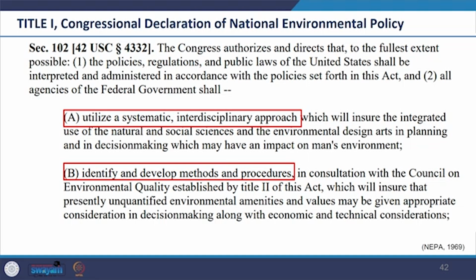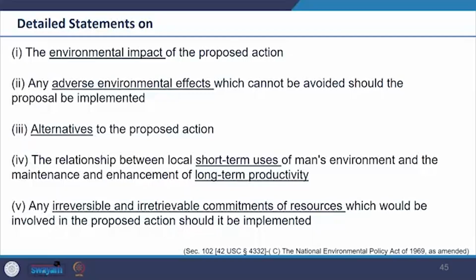to undertake a very systematic interdisciplinary approach, identify and develop methods and procedures. So you can see here, and what all detailed statements should contain. So what all should be there, like you can see here in the image, the detailed statement should provide the environmental impact of the proposed action. It should identify adverse impact, environmental effects. It should provide alternatives as well to the proposed action.